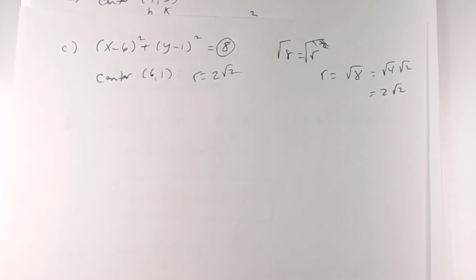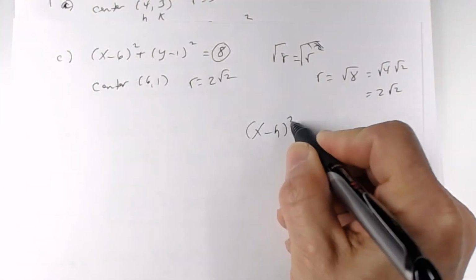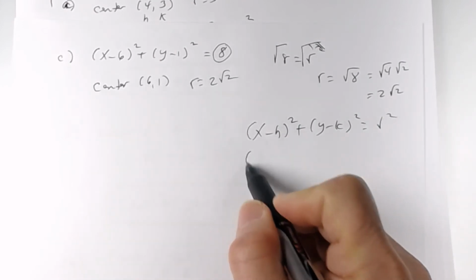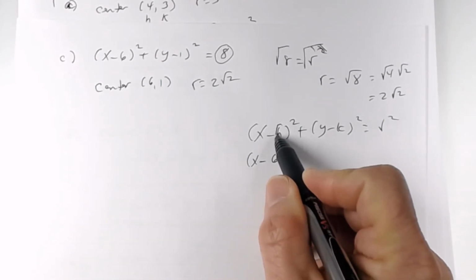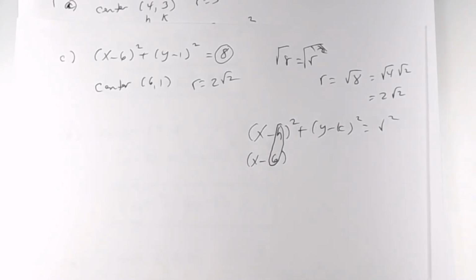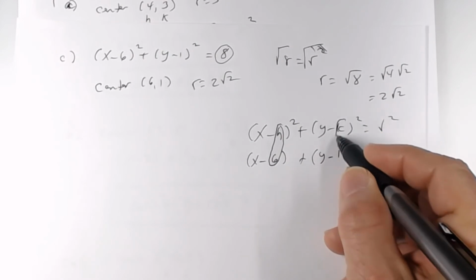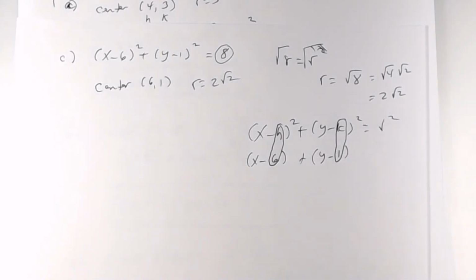Yes. How do what? Because you've got to remember your formula is (x minus h) squared plus (y minus k) squared equals r squared. So when I look at that, x minus 6, that h is the 6. y minus 1, that k is the what? The 1.